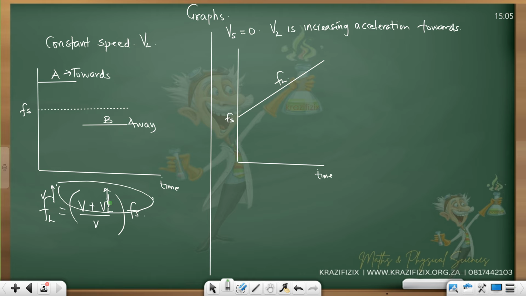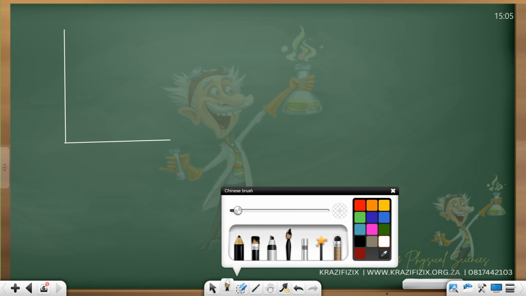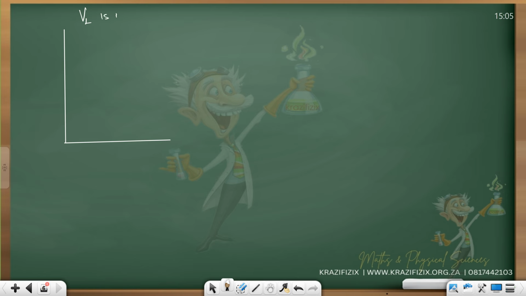All right. So once the speed is constant. Now, I want you to do me one. Do the one for increasing acceleration away. Draw the graph. That is, VL is increasing acceleration but moving away. Use the formula, please. Don't cram it. You have 30 seconds. These are the things these examiners are looking for.